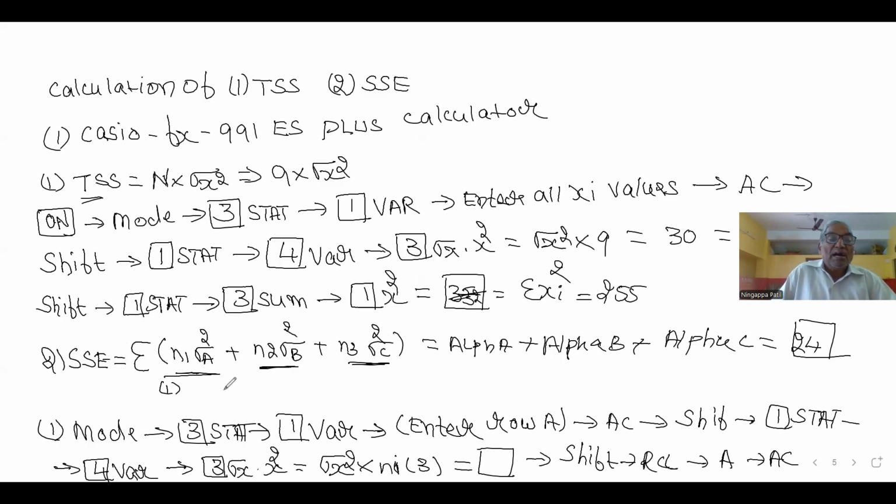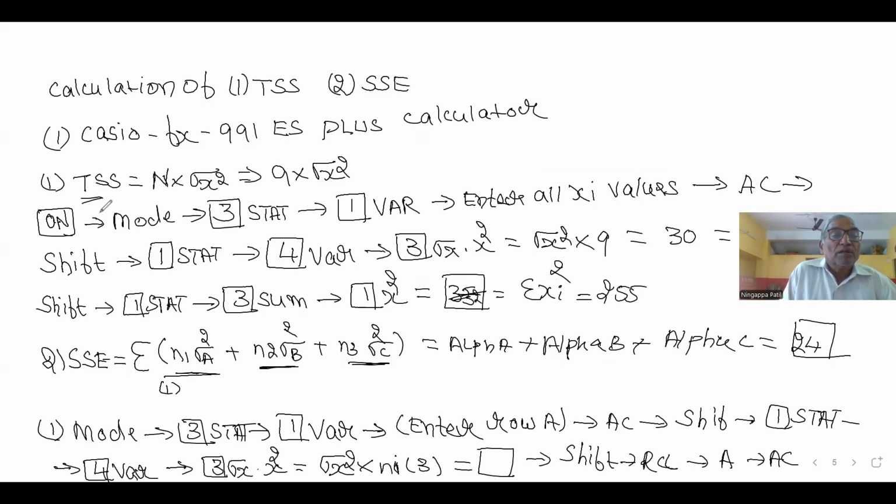Now I am going to store the variance of A in the letter A, variance of B in the letter B, and variance of C in the letter C, and I will add them. You are getting 24 later on. Now look here, for this purpose, first I want to do the variance of A.